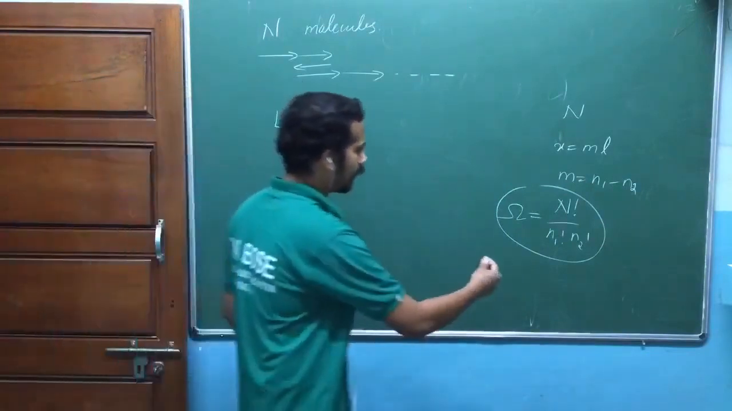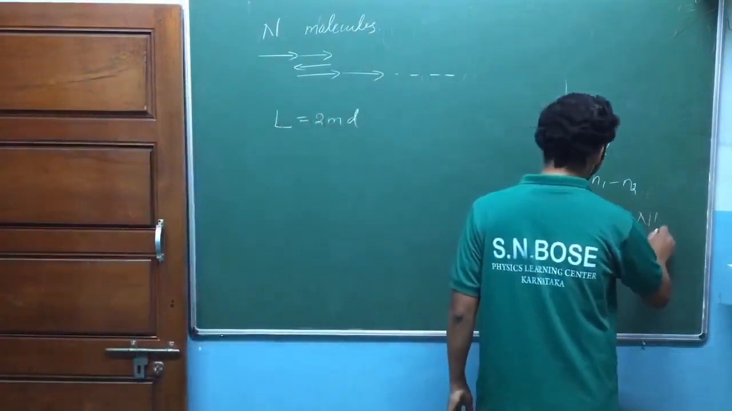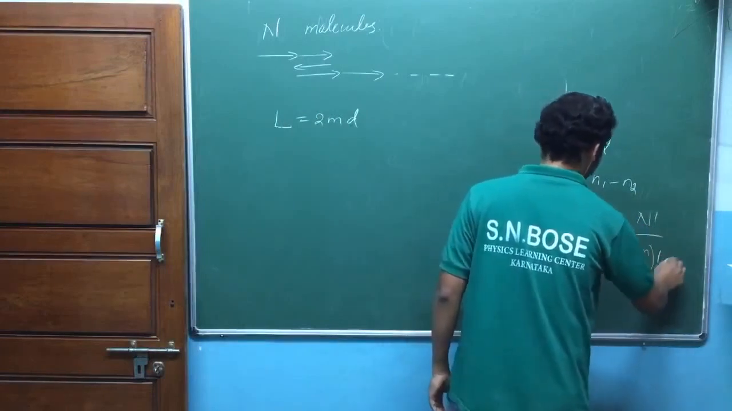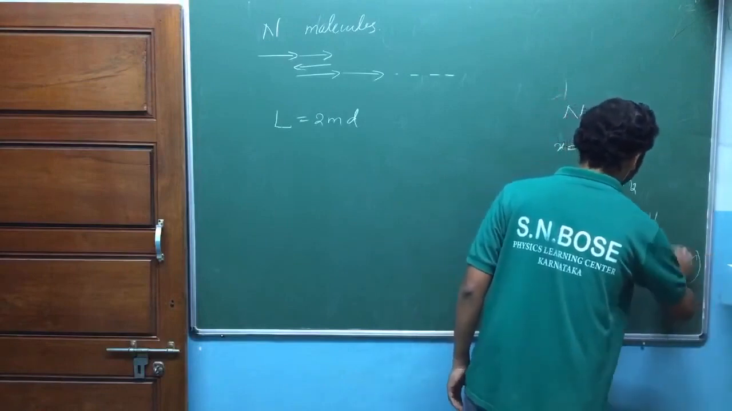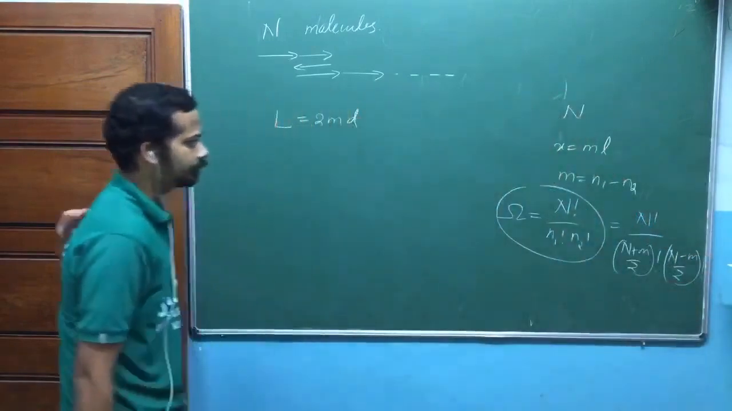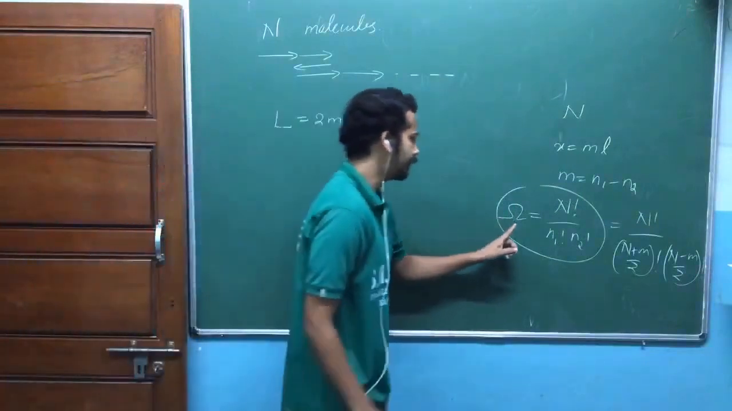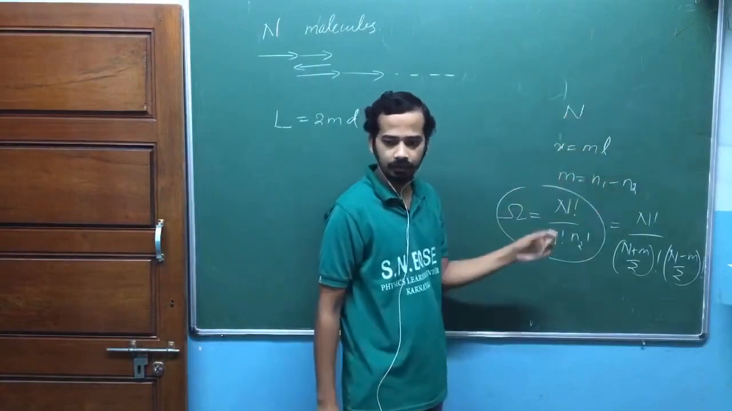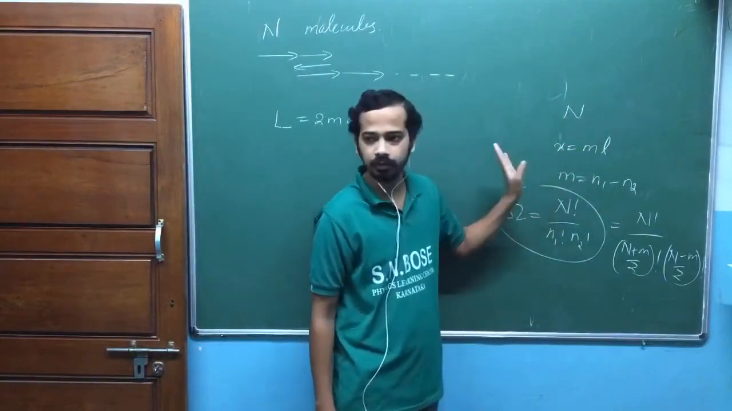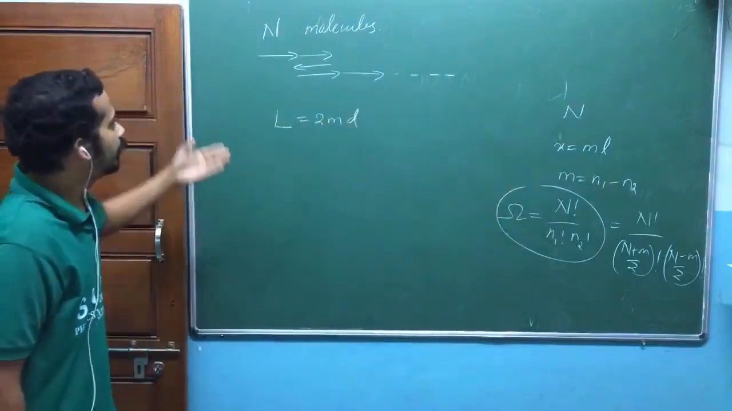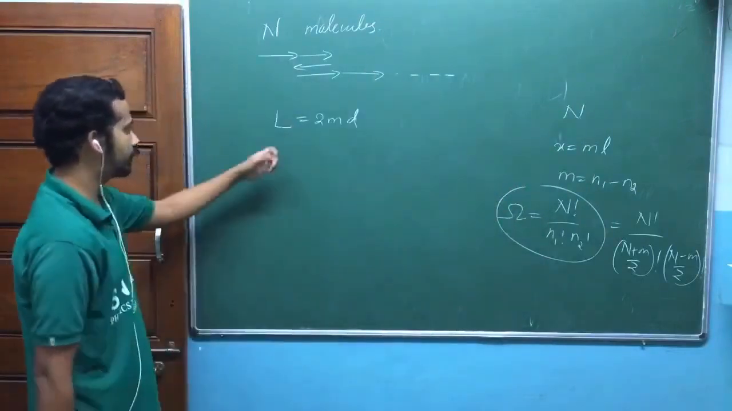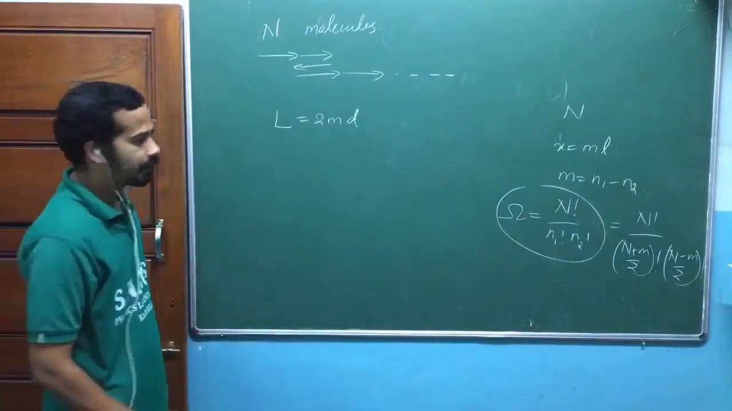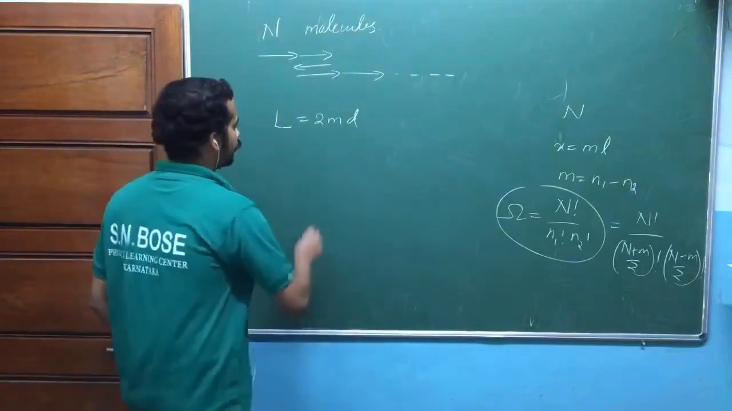Now obviously you can write this in terms of m: n factorial divided by (n plus m)/2 factorial, (n minus m)/2 factorial. Here this is the number of possible ways of getting him at x equal to m into L after n steps. Similarly, what is the number of possible arrangements of this molecule so that you get a total length equal to 2m into d? Now you should write it like this actually.